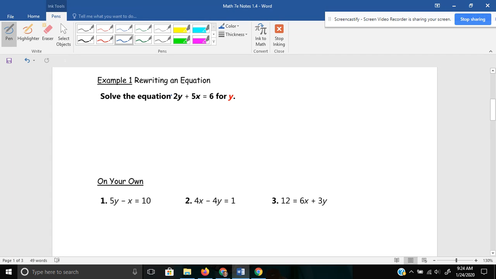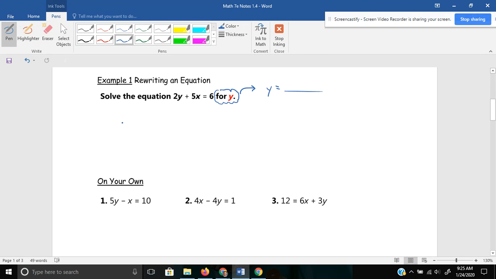It says solve the equation 2y plus 5x equals 6 for y. So essentially what this means is in the end, they want our equation to say y equals whatever. That's how I would know it would be solved for y, if it just says y equals whatever that might be, whatever I find.